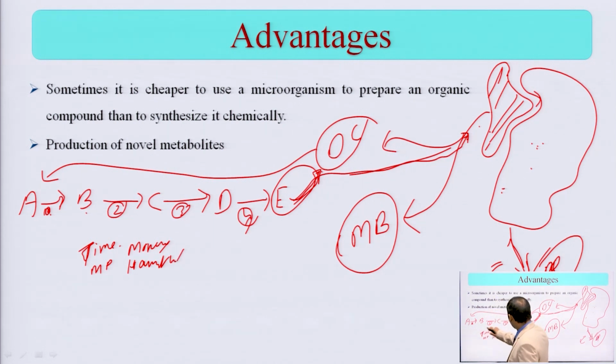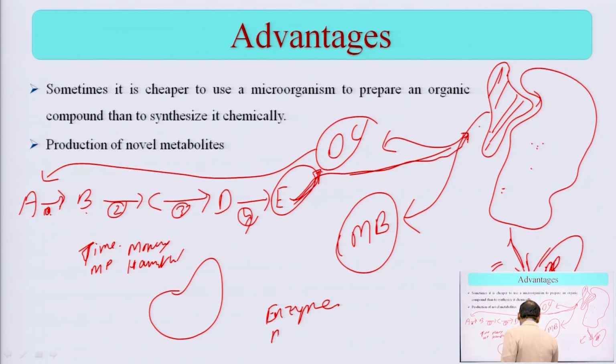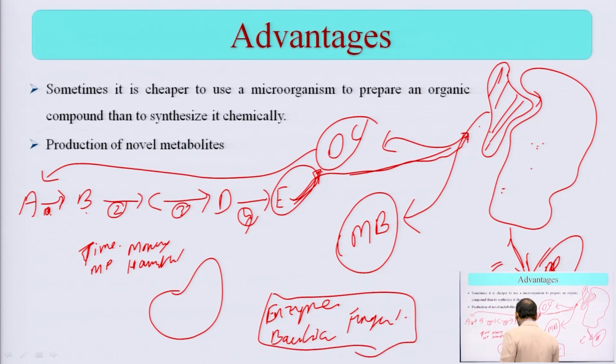Now, it will take a lot of time, and you have to put in a lot of effort. But if you use a microorganism, for example, you identify that there are certain proteins present, and you can use some enzyme, or some bacteria, or some fungi, and you have found that these things can make your ultimate similar kind of product.